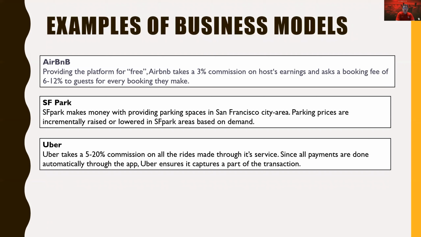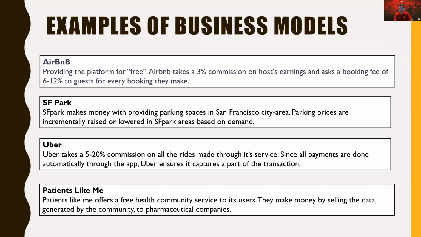Here's a couple other business models. Airbnb, they take a 3% commission. San Francisco Park, prices are dynamic. It depends how much is left there, so they can incrementally raise and lower. Uber, most of you have taken an Uber, 5 to 20% commission on rides, etc. Patients Like Me, this one's interesting because their business model is all about collecting information from a community of users, and they collect it for free, and then they sell that data to pharmaceutical companies for research. So there's all these different types of business models that are out there.